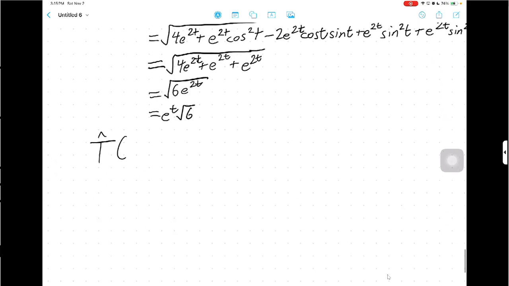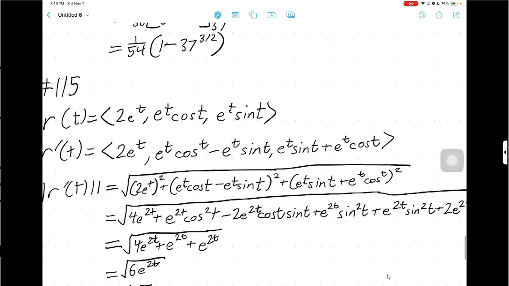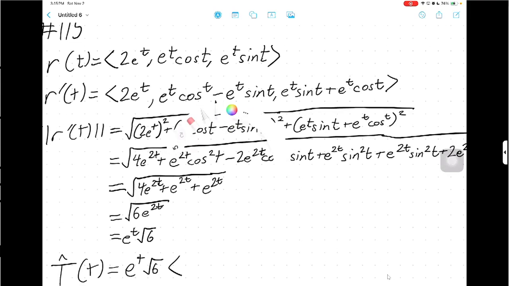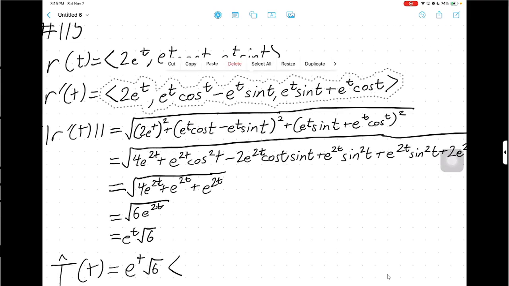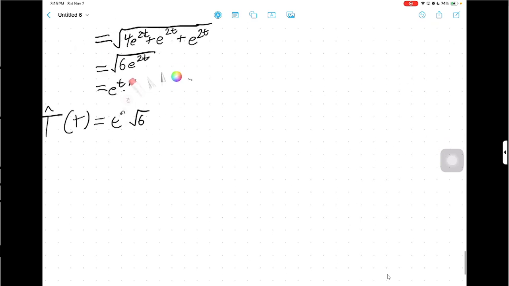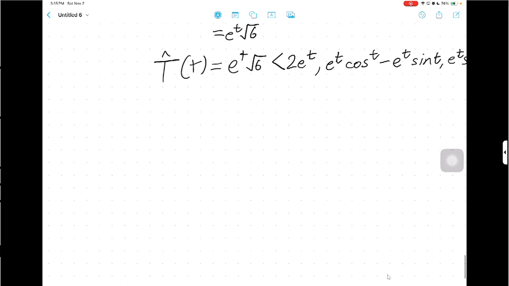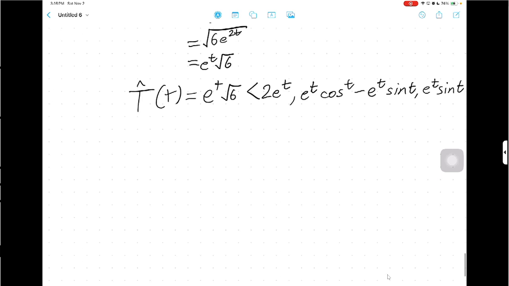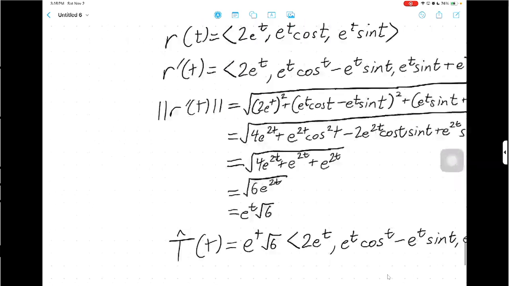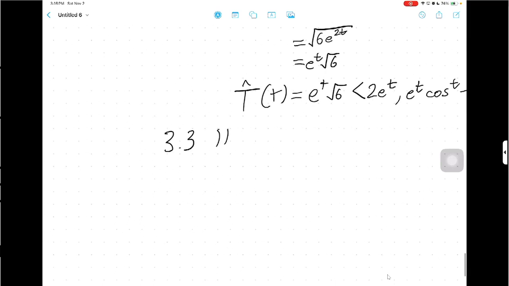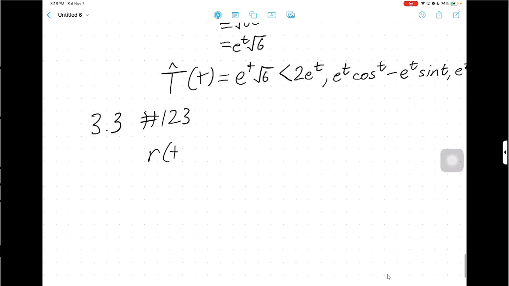So the unit tangent vector is just 1 over e to the t root 6 times this whole abomination over here. Alright, and that's going to be 115. Though it only says tangent vector, I still found the unit tangent one anyway. Number 123, which is same thing, but they give us a much easier to deal with curve.